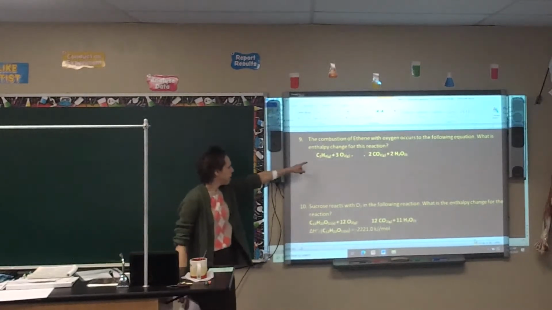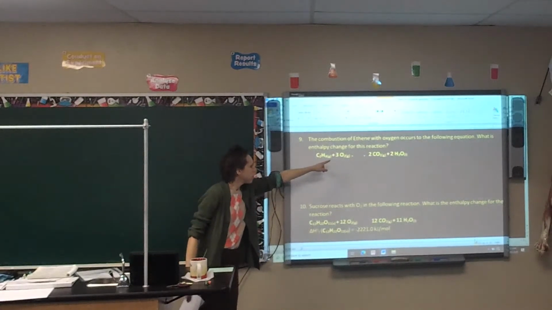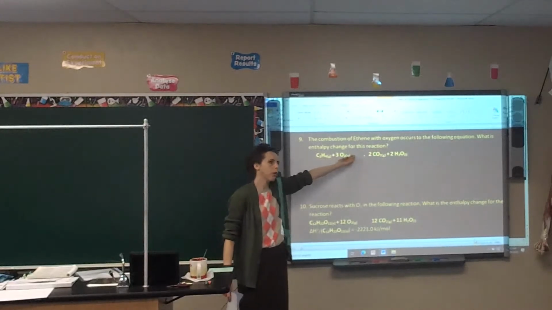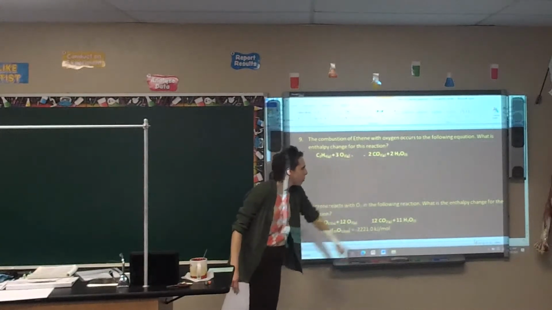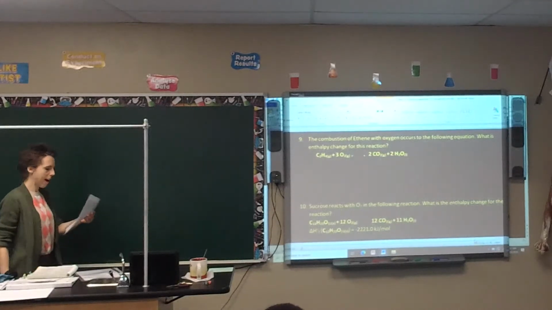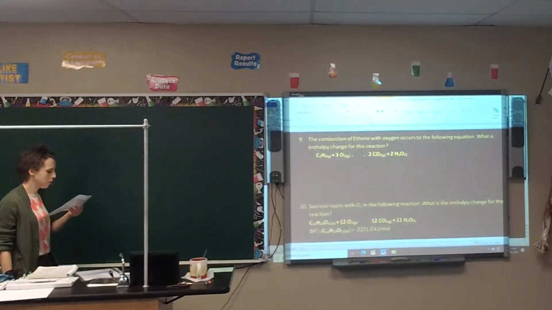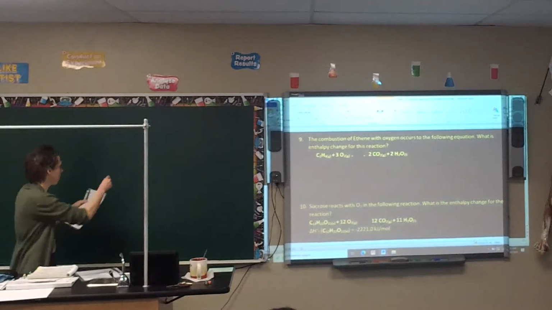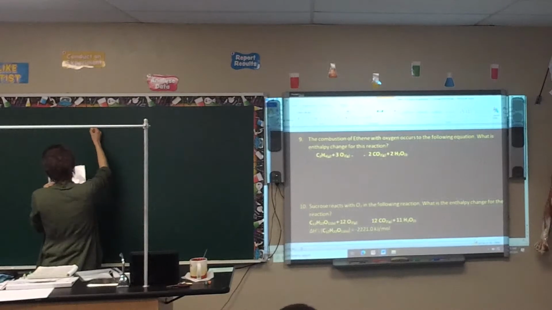Alright, so it's ethene with gaseous oxygen yields gaseous carbon dioxide and liquid water. Let's go through and at least see where you're at for it. Has anyone found the heat of formation for ethene first off? 52.30. I'm just going to write them on the side so we won't forget them, because we're going to need them in a minute.